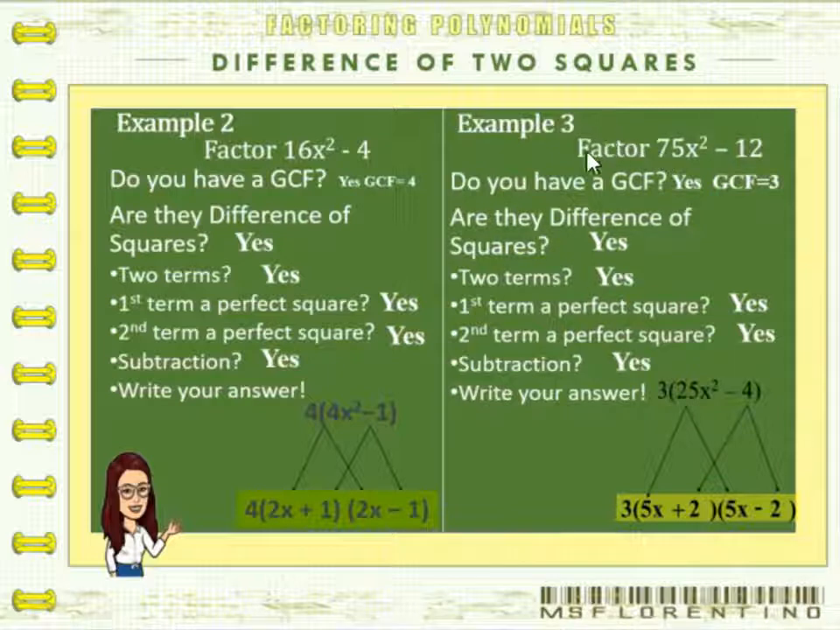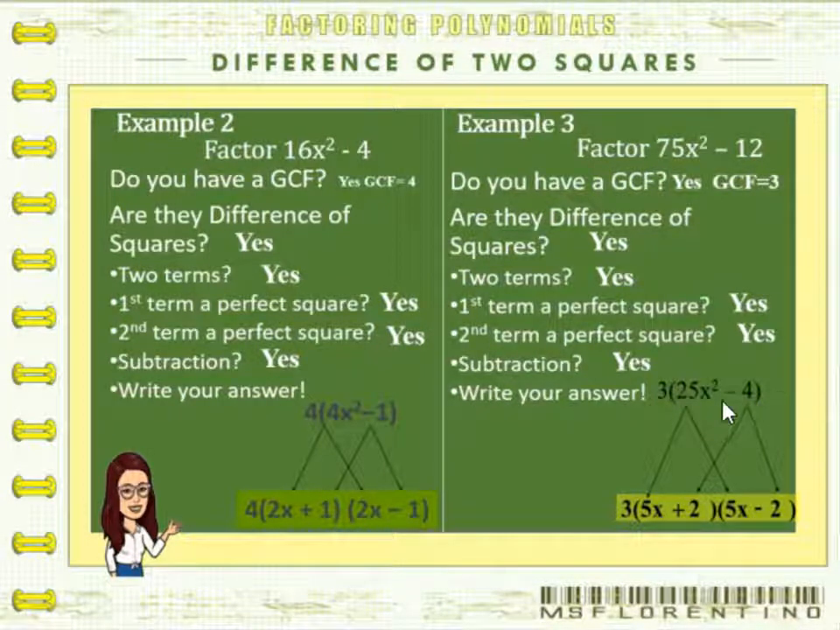Example 3. Factor 75x squared minus 12. Again, we ask, do we have a GCF? The GCF is 3. So 3 is the common factor. We get the remaining factor again by dividing 75x squared by the common factor 3. 75x squared divided by 3 is 25x squared. Negative 12 divided by 3 is negative 4. The factored form of 75x squared minus 12 is 3 times quantity 25x squared minus 4.